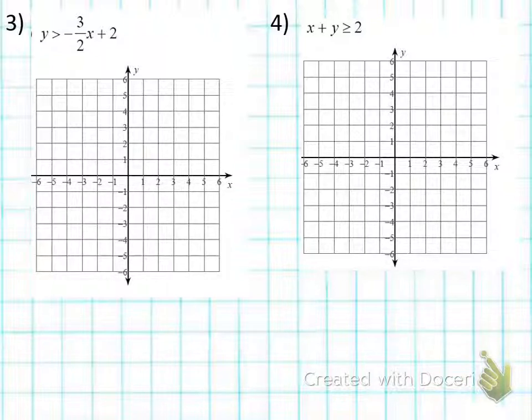Okay, so number 3. Number 3, pull out your iPads. y is greater than negative 3 halves x plus 2. Okay. What's the y-intercept here? 2. 2, good. So we should all put a point here at 2. Okay, what's the slope here, everyone?